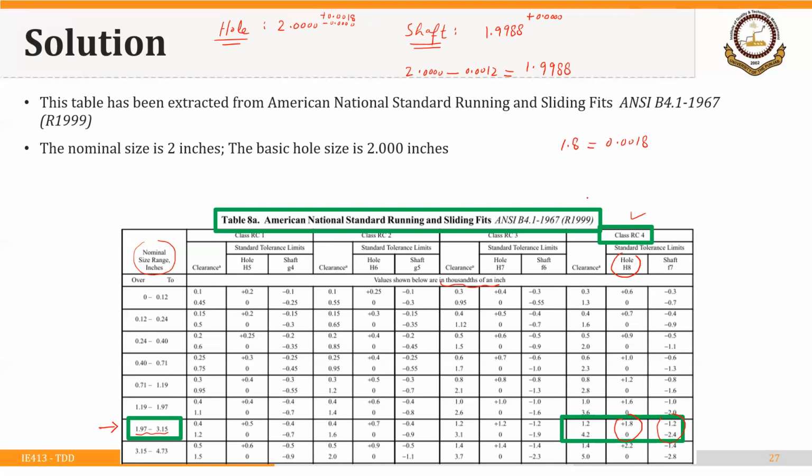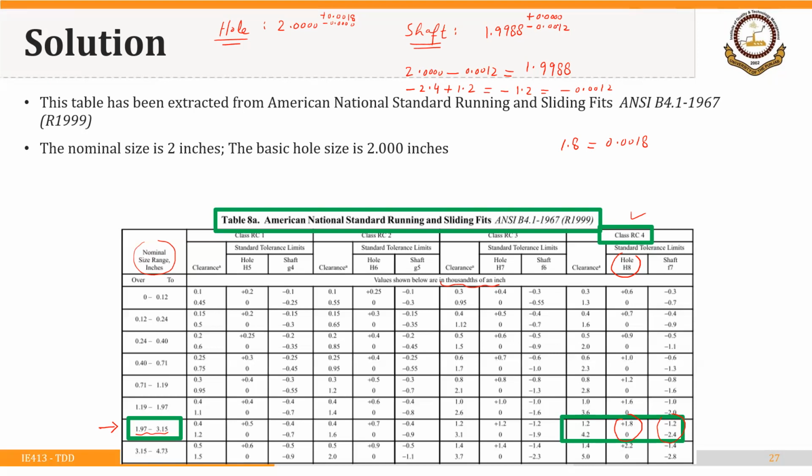So what will that value be? That will be the difference of these two. So that will be equal to minus 2.4 minus 1.2. So that will become minus 1.2, or that will be equal to minus 0.0012. So the lower limit of the shaft will be minus 0.0012. So we have obtained the size of the hole as well as the size of the shaft.